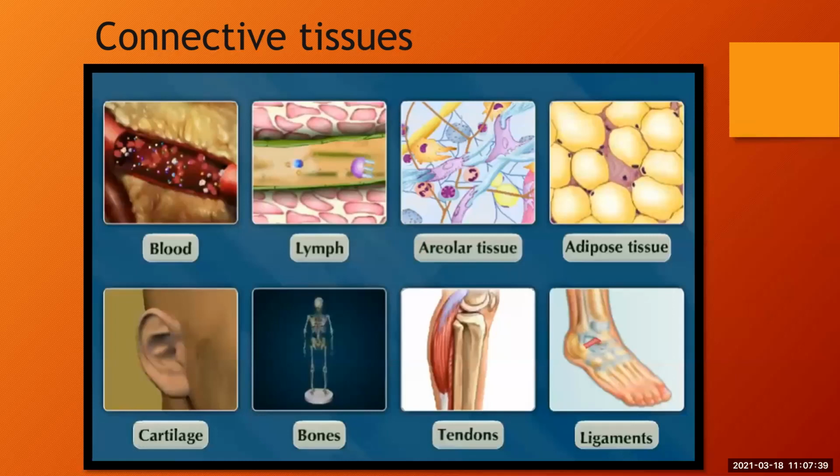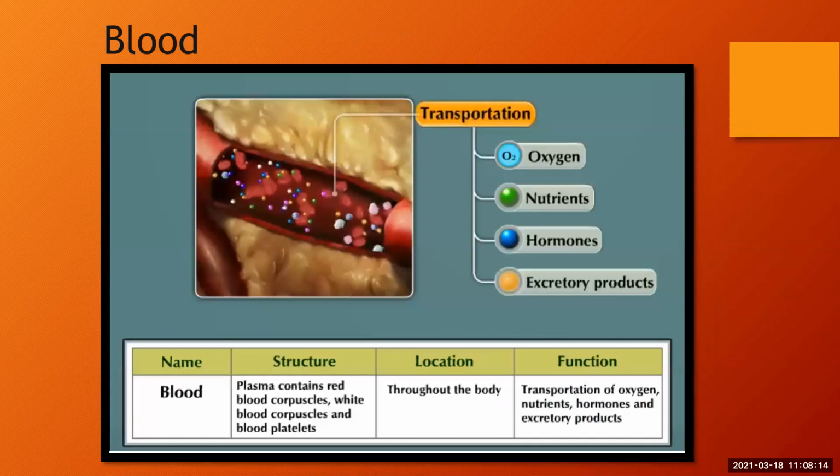So these are all the types of connective tissues: blood, lymph, areolar, adipose, cartilage, bones, tendons, and ligaments. And what is the meaning of connective tissues? The tissues which join different parts of the body are called the connective tissues, and cells in this type of tissues are loosely arranged with a ground substance in the free spaces in between. The ground substance may be solid, liquid like water, or jelly like. So see one by one.